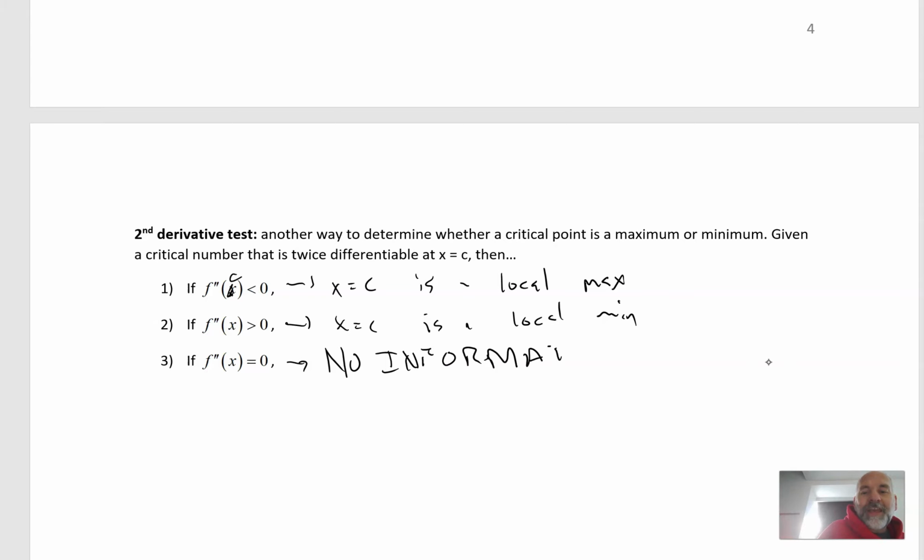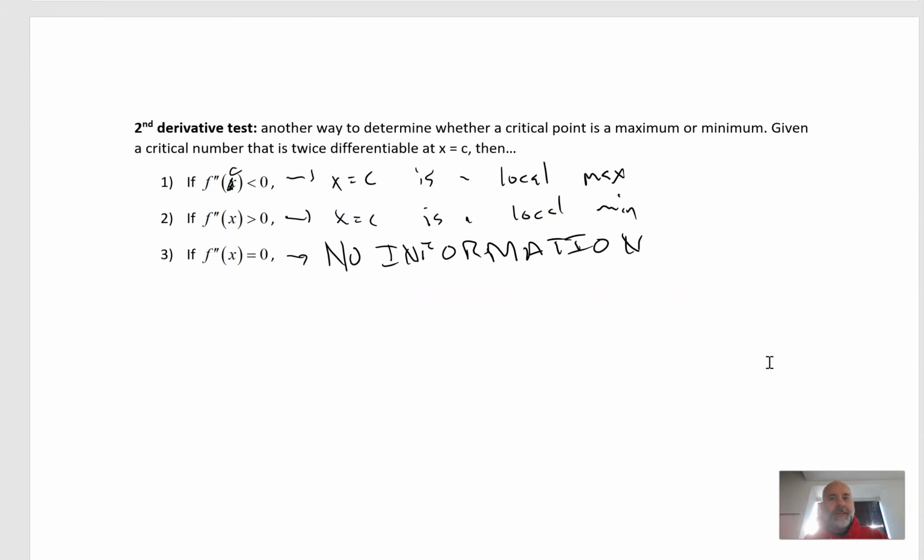The second derivative test is useless and doesn't tell you anything. Bad news. It doesn't tell you that you have a neither. It tells you no information, and you don't know anything about it. And you'd have to find some other way of determining this.